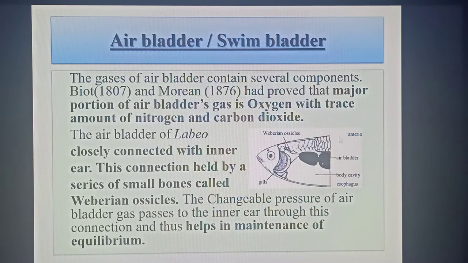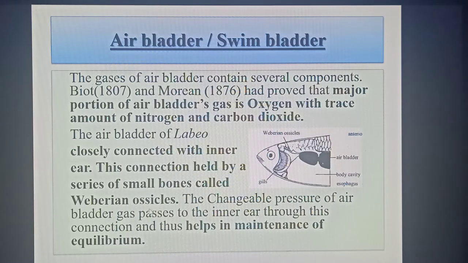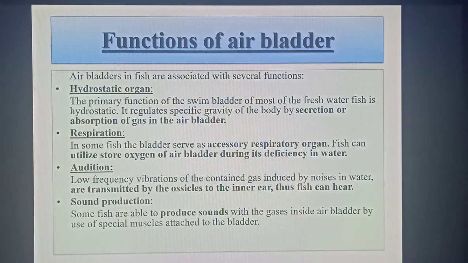What are Weberian ossicles? The air bladder of Rohu fish is closely connected with the inner ear through a series of small bones, and this series of small bones is called Weberian ossicles. The changeable pressure of the air bladder gas passes to the inner ear through this connection and thus helps in maintenance of equilibrium. This is the function of the air bladder or Weberian ossicles.